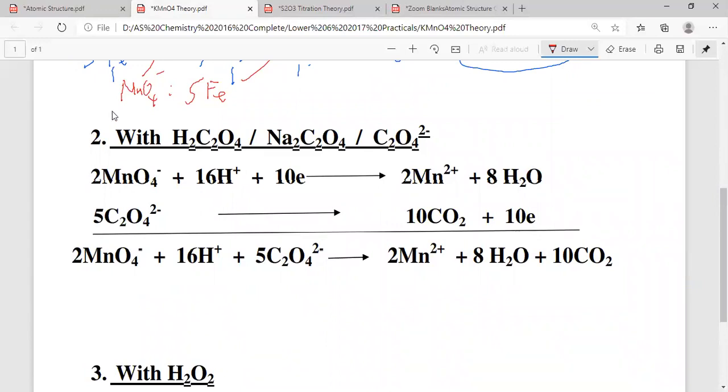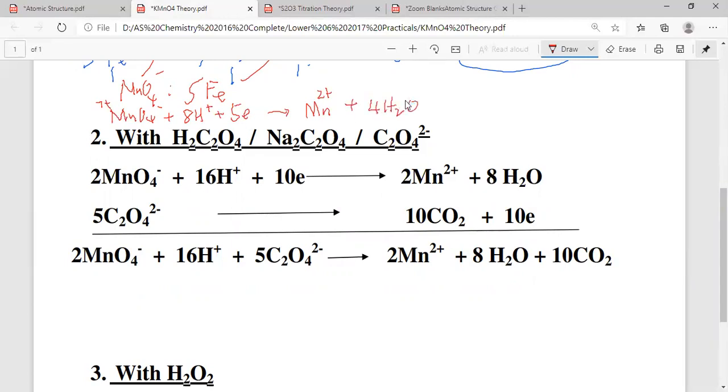Originally it was MnO4 minus plus 8H plus plus 5 electrons, because this is 7 plus and it's going to go to Mn 2 plus, plus of course water, 4H2O.